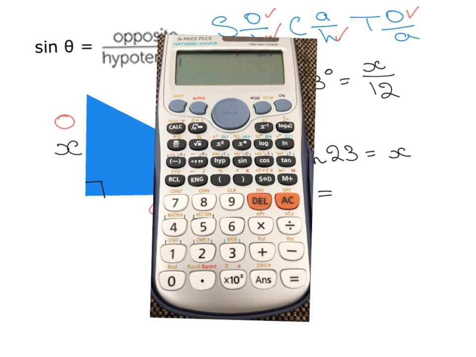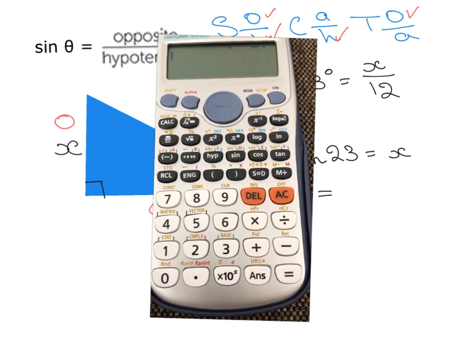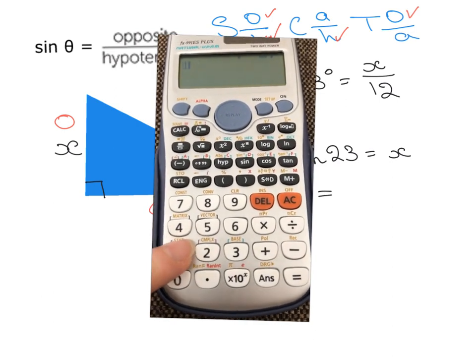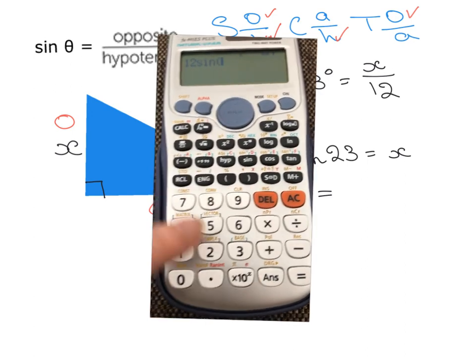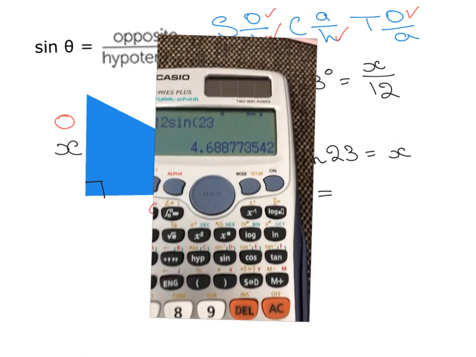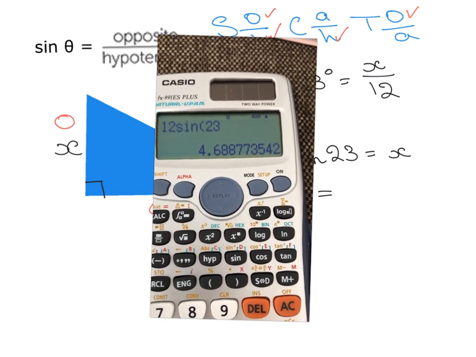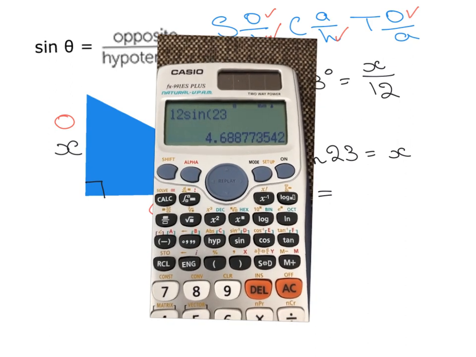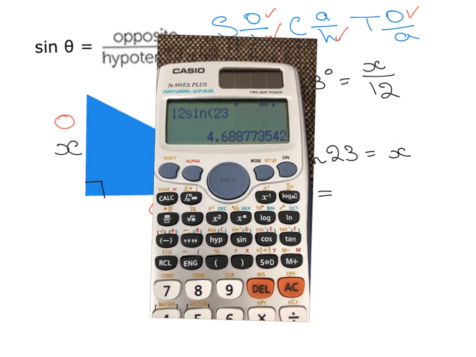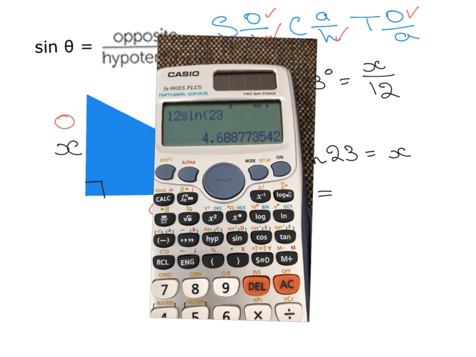Play the video again to see how to press the buttons on the calculator. So what we're going to do is 12 sin 23. So 12, then the sine, then 23 and hit equals. There's your answer, 4.688, and so on, going on forever. You are going to write this down to 3 decimal places and then we are going to round it to 2 decimal places.